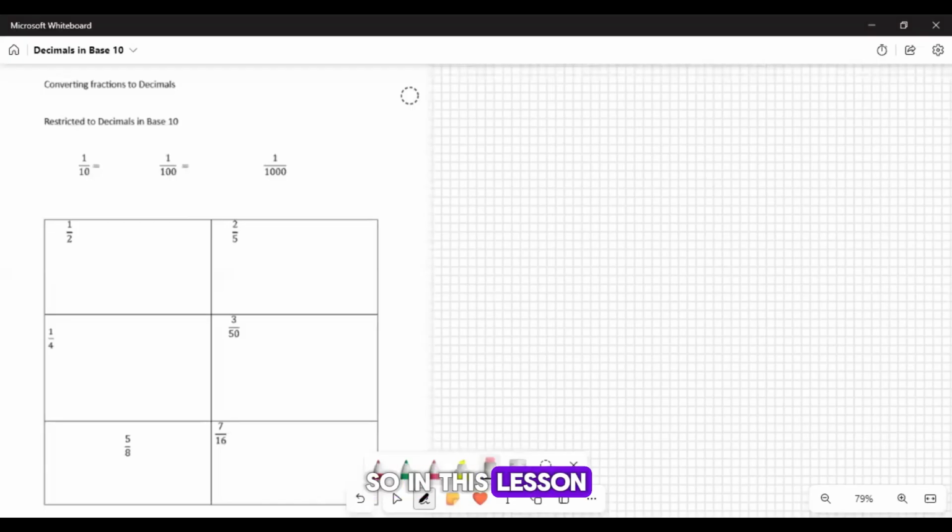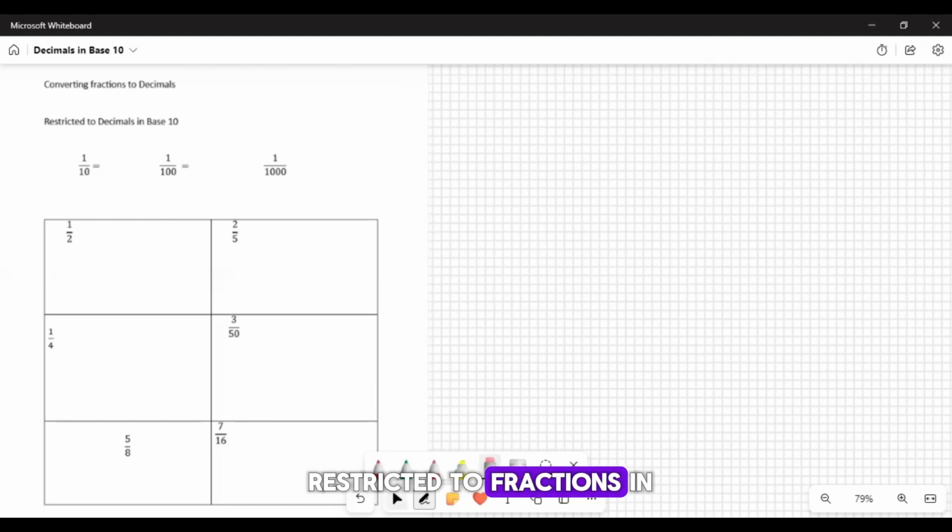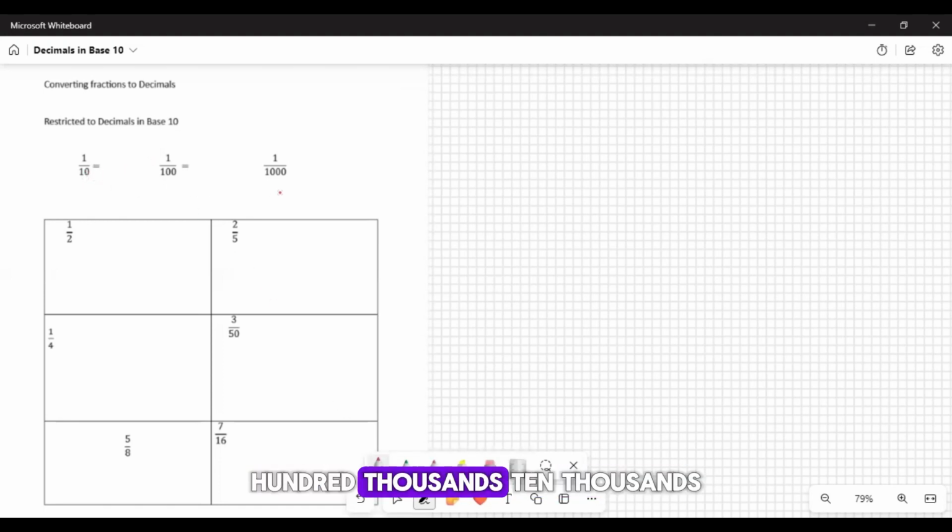So in this lesson, we'll be looking at converting fractions to decimals. And this is only restricted to fractions in base 10. That is when you can change your denominator to 10, 100, 1,000, 10,000. So that is when you have the base 10.